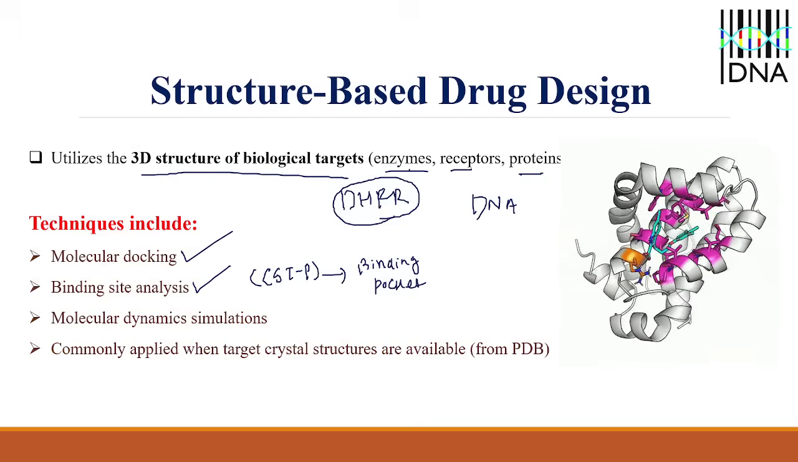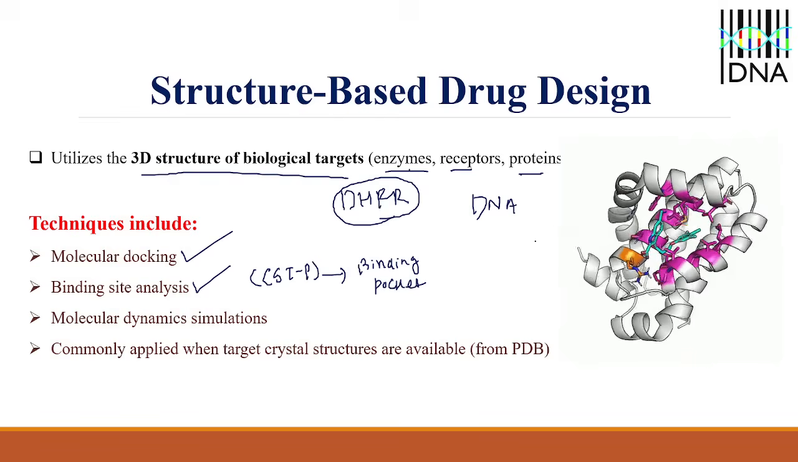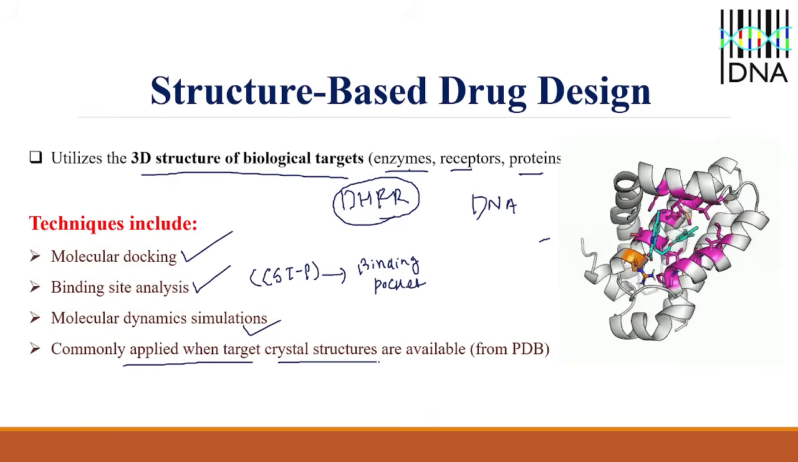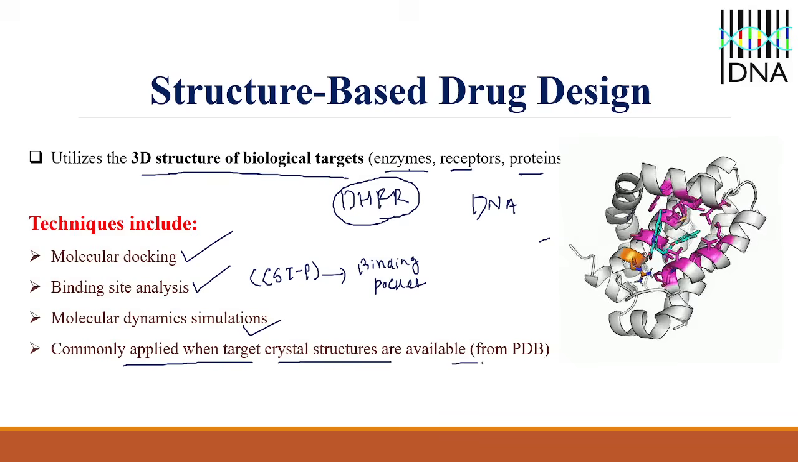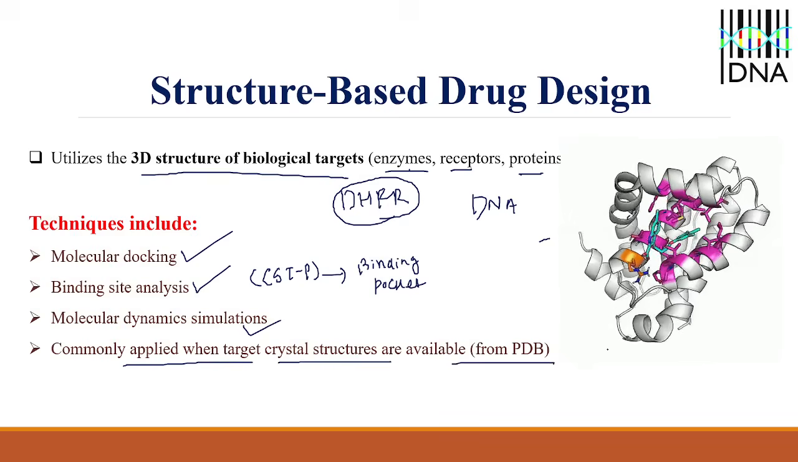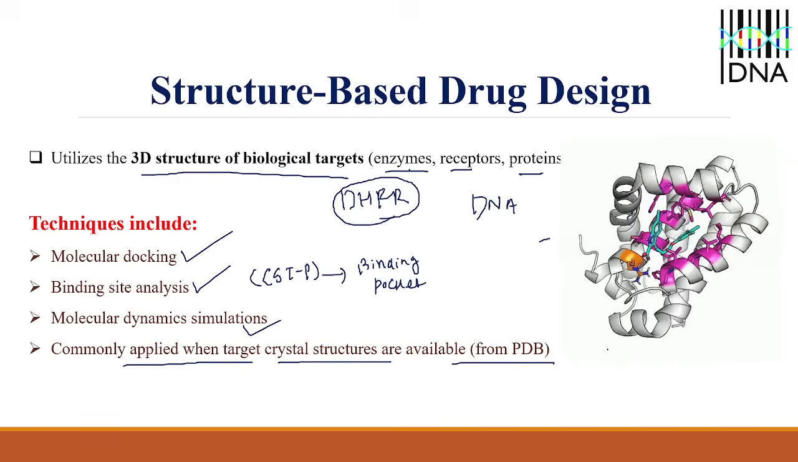Next, what are the other techniques? That is molecular dynamics simulation, which I have told you about, that is the RMSD and RMSF values. So these are the simulations. It is commonly applied when the target crystal structure is available from the Protein Data Bank. If the crystal structure is available in the Protein Data Bank, we can go for structure-based drug design.